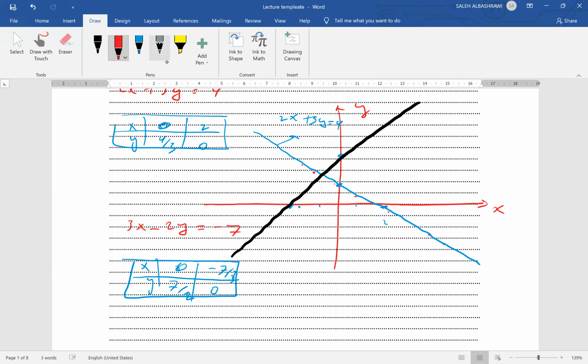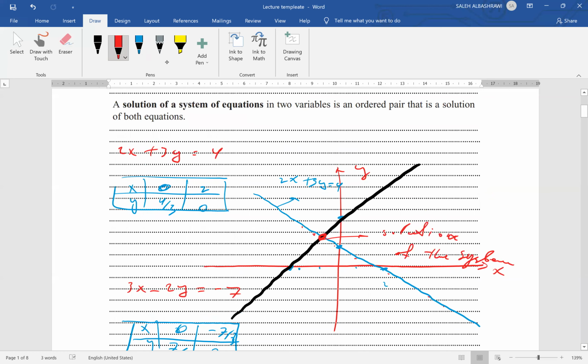Now the intersecting point will be the solution of the system. So we can see that if we consider the equations separately, each equation in two variables has an infinite number of solutions. But if we consider them together, then we'll have a common solution. So we can say a solution of a system of equations in two variables is an ordered pair that is a solution of both equations.